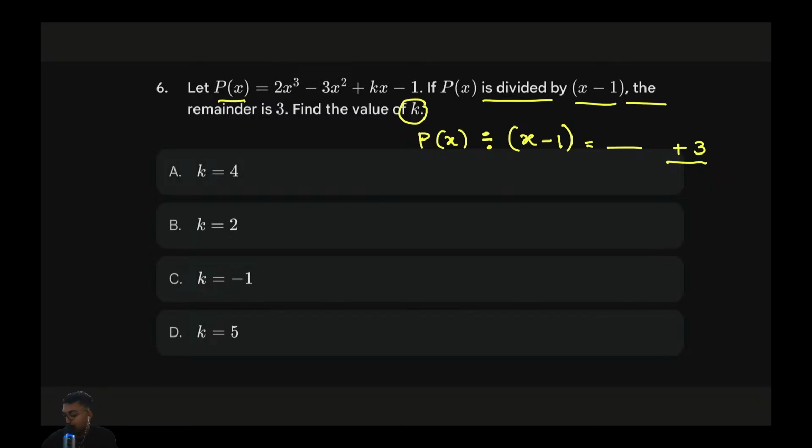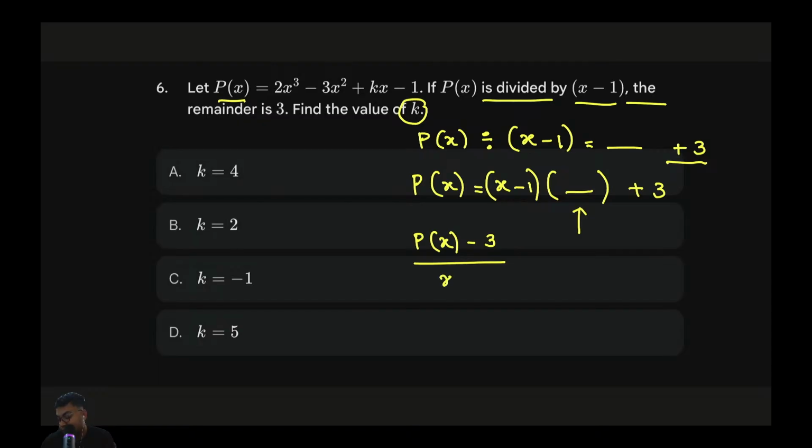So it can be written as p of x equal to x minus 1 times something plus 3, right? Okay. So how could we know these things? To know this, maybe we could take p of x minus 3 and divide by x minus 1. And then after knowing this, I think we can find k.